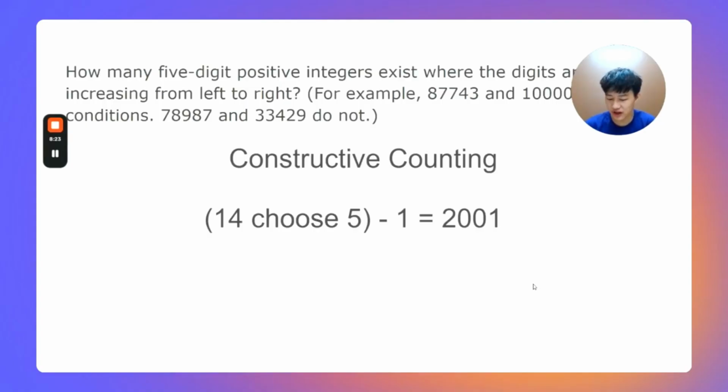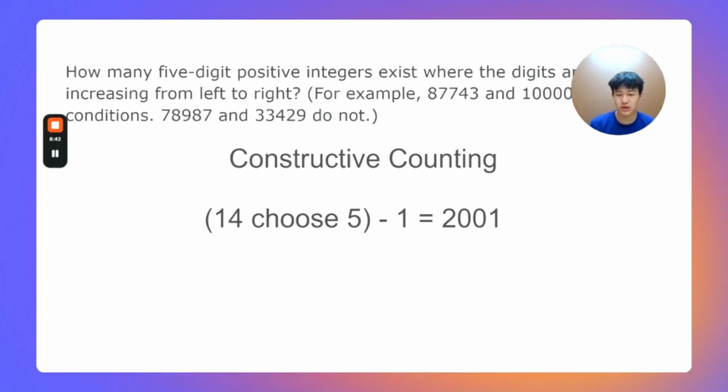Computing 14 choose 5 gets us 2002, but we have to subtract 1 for the case when all the stars are to the left of all the bars. That would equal 00000, and that's not a 5-digit number. So 2002 minus 1 equals 2001.